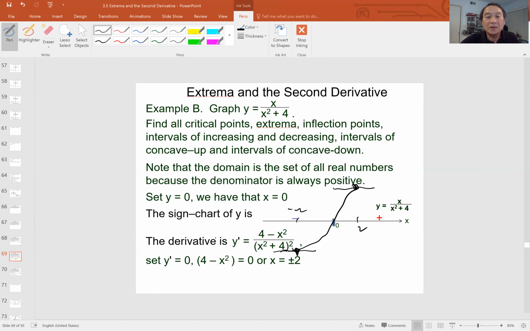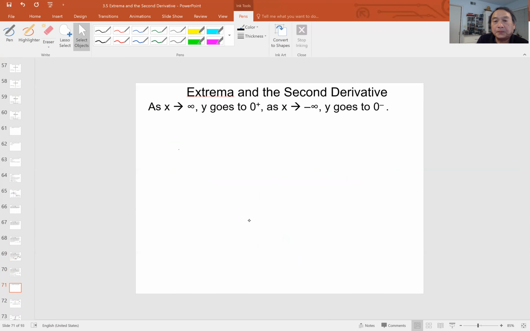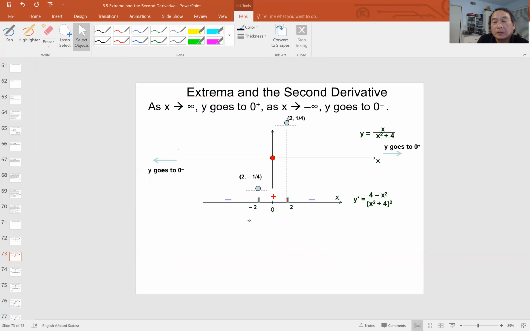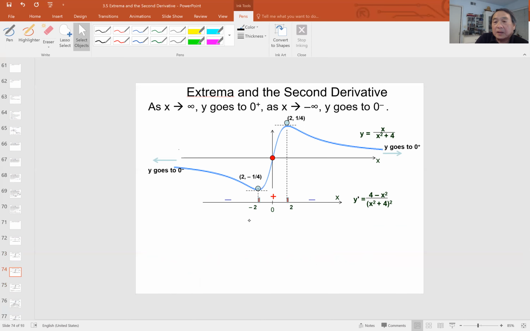So this is basically what the sign chart tells us. And also this goes to 0 as x goes to infinity. So this must come down like that, and this must too. So this is basically what the graph will look like. We've got 2 flat points, and as x goes to infinity, y goes to 0.